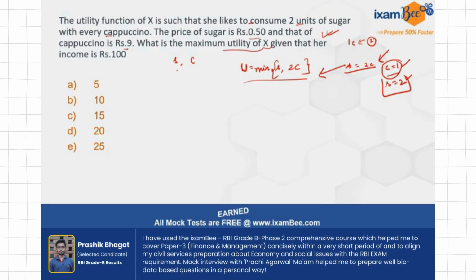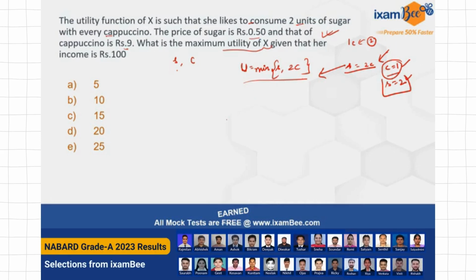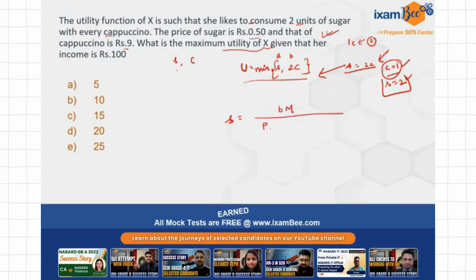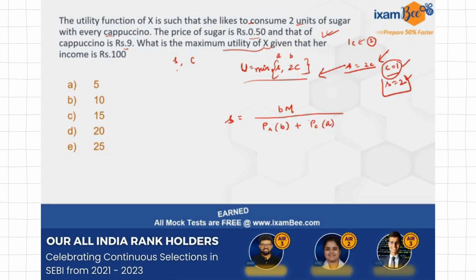So, for maximum utility, you need to find the value of either S or C at the optimal. Let's find out what S is. What is my demand function for S? How will I get it? Let's say the coefficients here are A and B. So to find the value of S, I will write B times M upon price of S times B plus price of C times A. Through this I will get my demand for S.